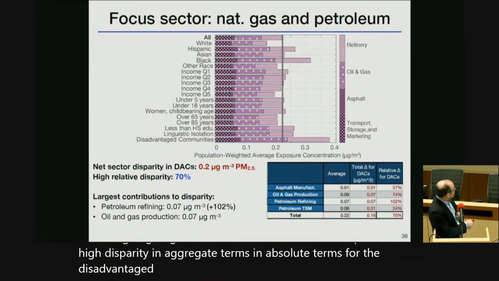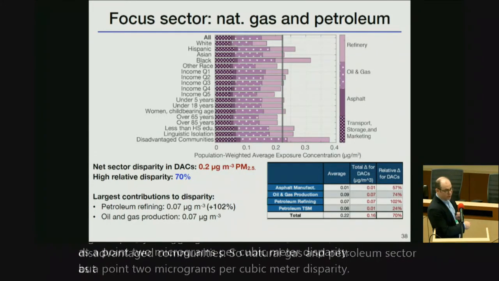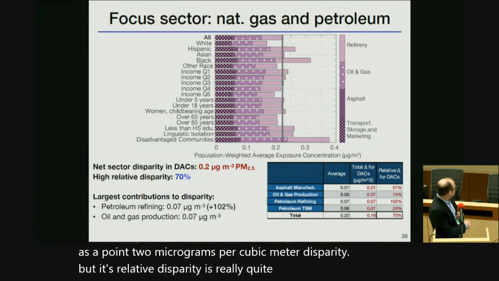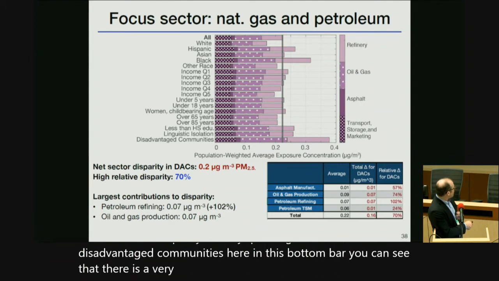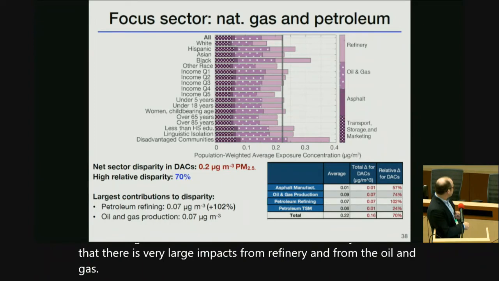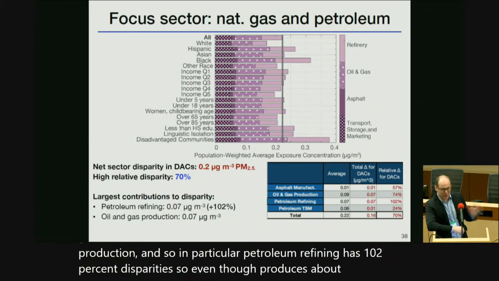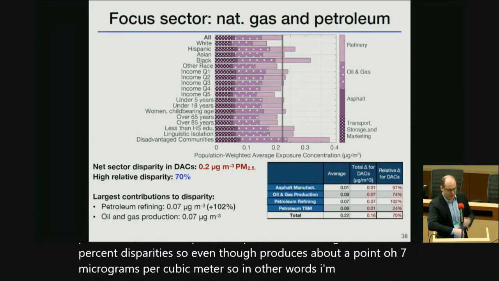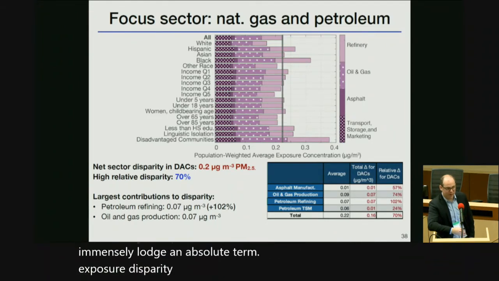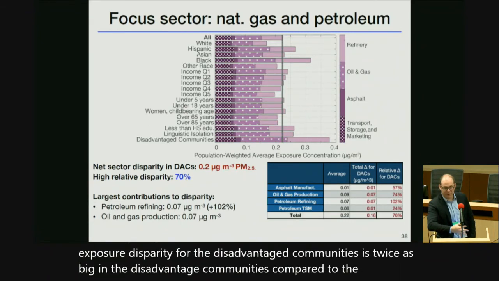So the natural gas and petroleum sector has a 0.2 micrograms per cubic meter disparity, but its relative disparity is really quite high. When we look at the disadvantaged communities in this bottom bar, you can see that there are very large impacts from refineries and from oil and gas production. In particular, petroleum refining has a 102% disparity. So even though it produces about 0.07 micrograms per cubic meter, in other words not an immensely large absolute exposure disparity for the disadvantaged communities, it's twice as big in the disadvantaged communities compared to the statewide average. So there's a very disparate impact.